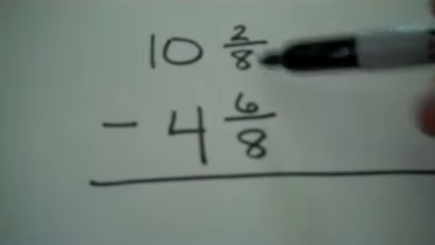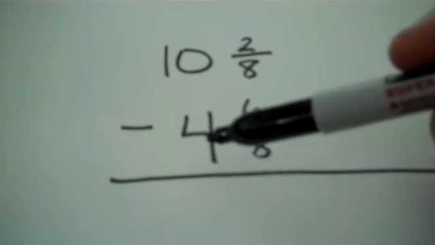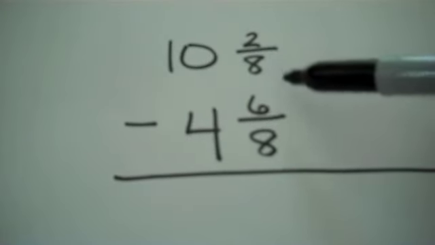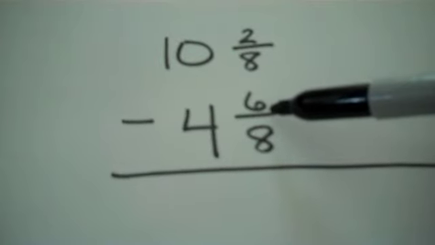Okay, here's our third kind of subtraction problem that we're going to encounter, and this will be the last problem that we solve today. This video is becoming very long. 10 2/8 minus 4 6/8. Again, you'll notice the denominators are the same, so we can go ahead and subtract, no problem. This number is bigger than this number, so that's not a problem either. The problem that we're going to encounter is that this numerator is smaller than this numerator, which means we're going to have to borrow just like we did in the last problem.